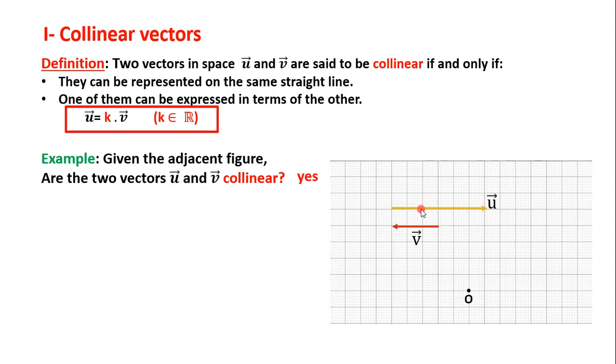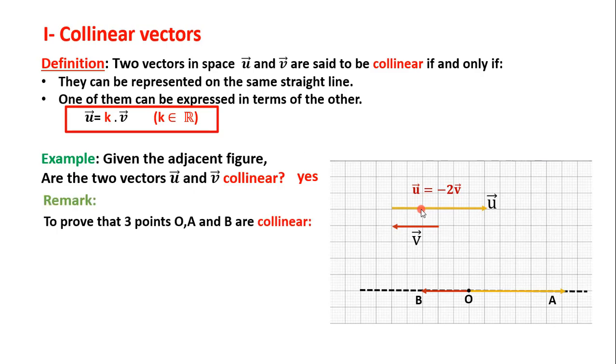If we locate a point O in the space and we draw a vector OA equal to vector u and a vector OB equal to vector v, so the 3 points O, A and B are on the same line, they are collinear. Therefore, vector u and vector v are collinear. Can we determine a relation between these two vectors such that u equal to minus 2v.